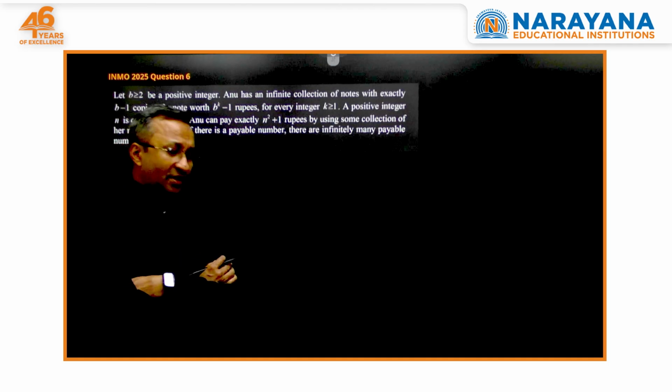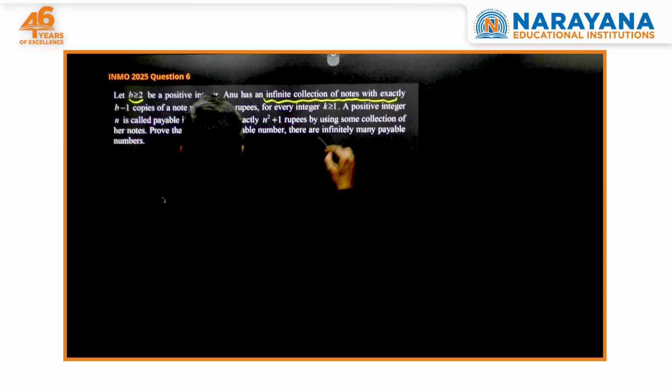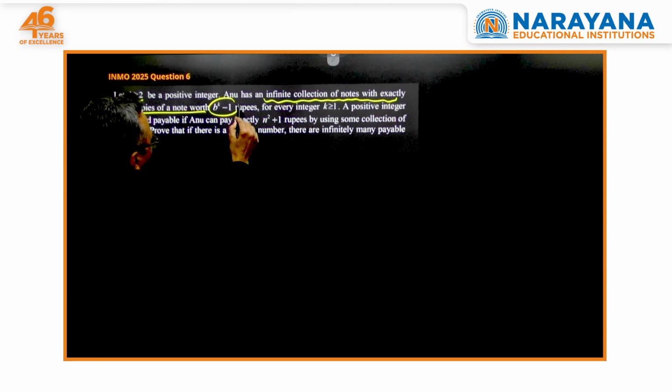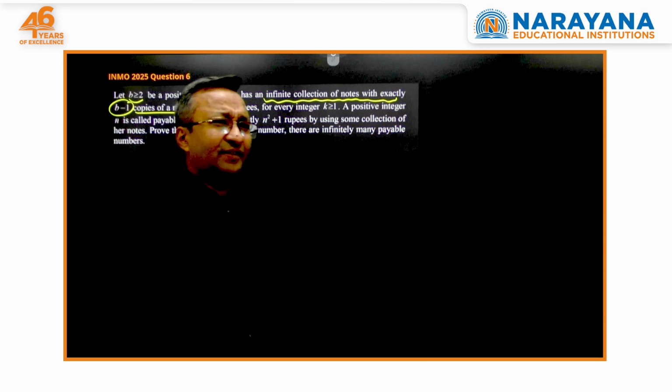So my dear friends, question number 6. B is greater than or equal to 2, a positive integer. Anu has an infinite collection of notes with exactly B minus 1 copies of a note worth B to the power k minus 1 rupees, for every integer k greater than or equal to 1.